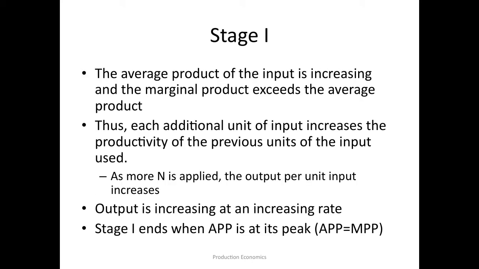In stage 1, average physical product is increasing and marginal physical product exceeds or is greater than the average physical product. What this means is each additional unit of input increases the productivity of the previous units of the inputs that are used. For example, as more nitrogen is applied to a corn crop, the output per unit input could increase. When that happens, we know that we're in stage 1. Another way of characterizing stage 1 is to say that output is increasing at an increasing rate. Stage 1 ends when average physical product is at its peak. It's also at this point where average physical product equals marginal physical product.